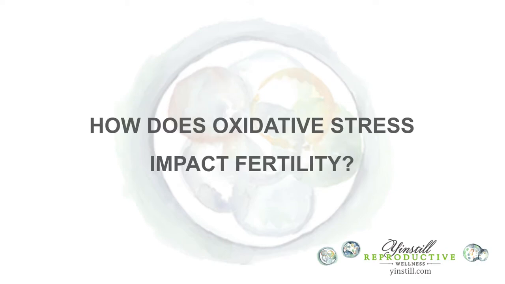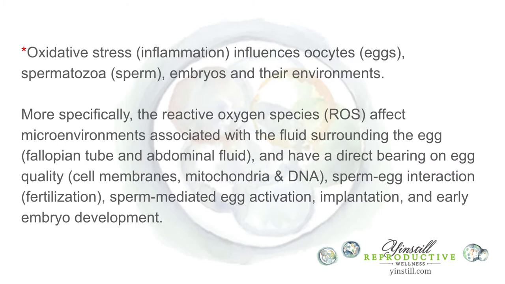So how does oxidative stress impact fertility? Oxidative stress or inflammation influences oocytes or eggs, spermatozoa or sperm, embryos and their environments. More specifically, the reactive oxygen species, ROS, affect microenvironments associated with the fluid surrounding the egg, the fallopian tube fluid, and the abdominal fluid, and have a direct bearing on egg quality, the cell membranes, mitochondria, and DNA, sperm-egg interaction or fertilization, sperm-mediated egg activation, implantation, and early embryo development.